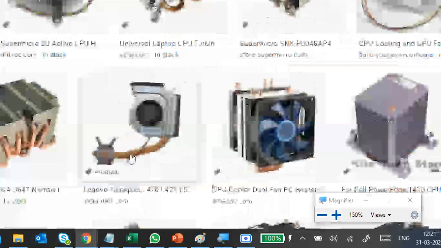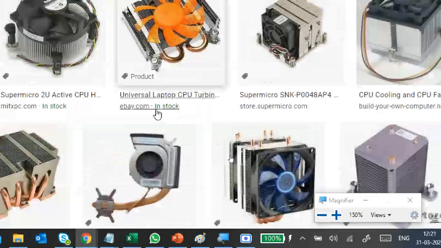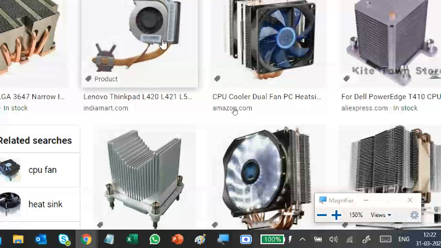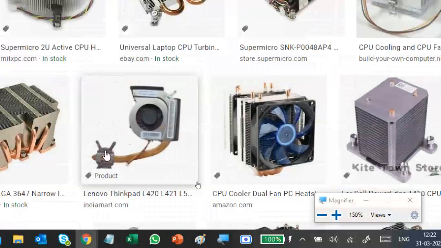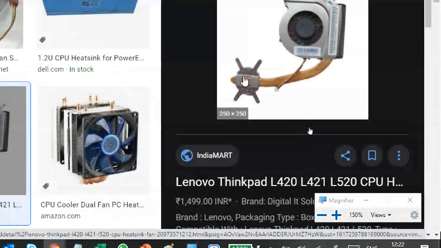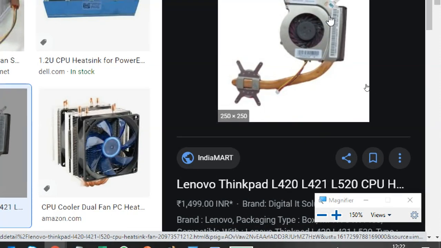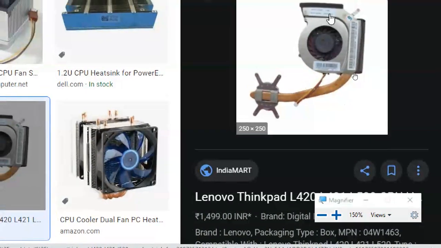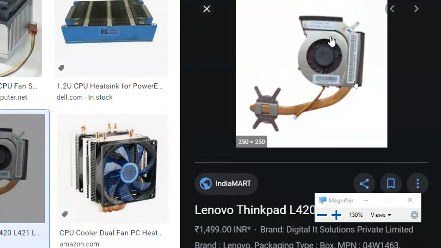Okay, so I will show you this first. This heatsink, because this is a normal desktop. This is a laptop heatsink. You can see a laptop heatsink like this. Under this one, the CPU will be there. The fan assembly is a separate one. Heat will transfer through this copper rod, and the heat will go outside of your laptop by using this fan.